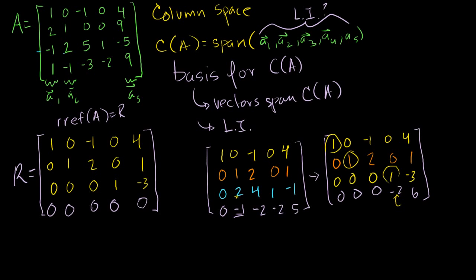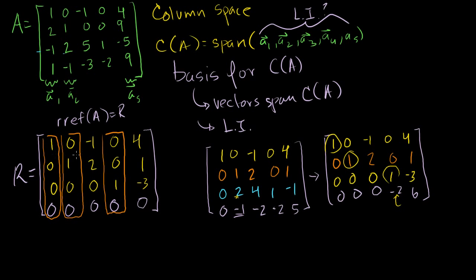Now, what do we see about matrix R? Well, it has 3 pivot entries, or 3 pivot columns. Let me circle them out. Column 1 is a pivot column. Column 2 is a pivot column. And column 3 is a pivot column.